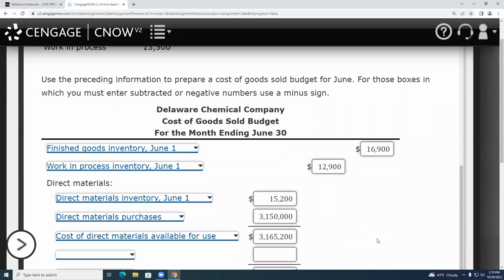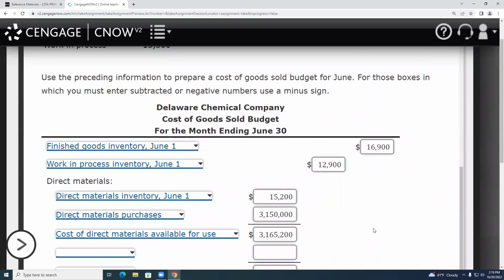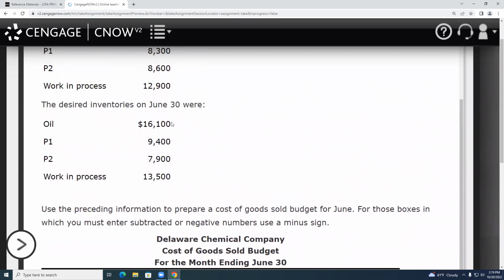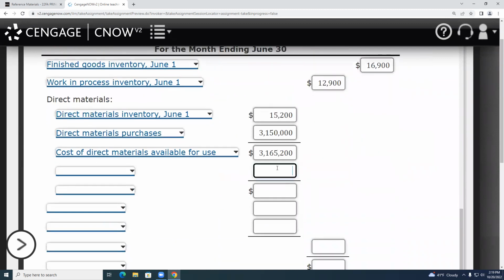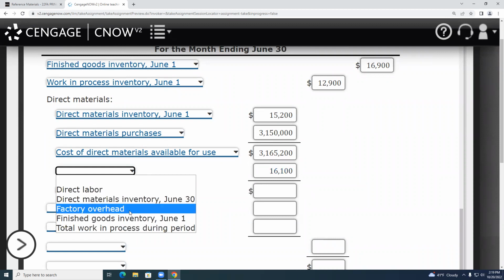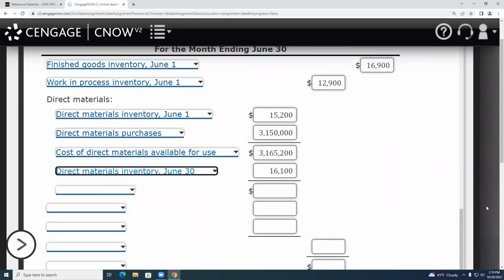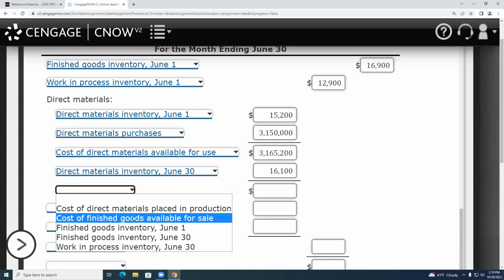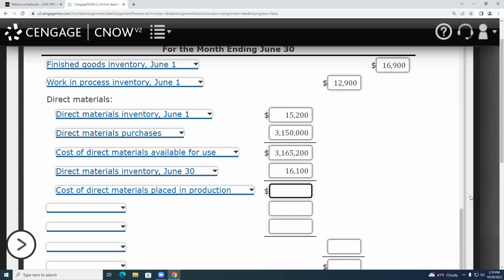Everybody good up to this point? How much do we expect to have left at the end of June? Right here, desired inventories at the end of the month, $16,100 worth. So how much do we expect to use? Well, if we expect to have $3,165,200 available for use and we want to have $16,100 worth left, we must plan to use $3,149,100. And I need to put the negative in there because it told us to use a negative when we need to subtract.